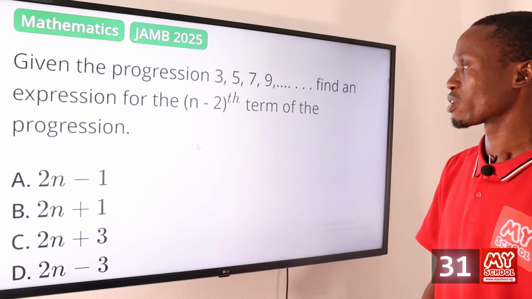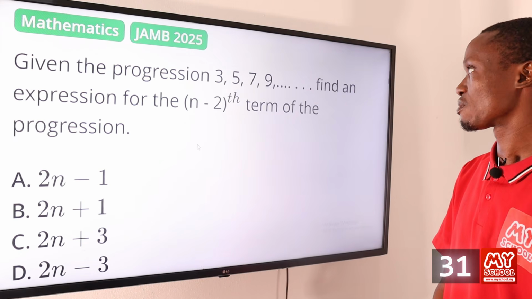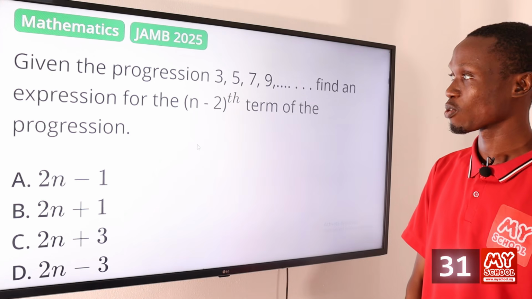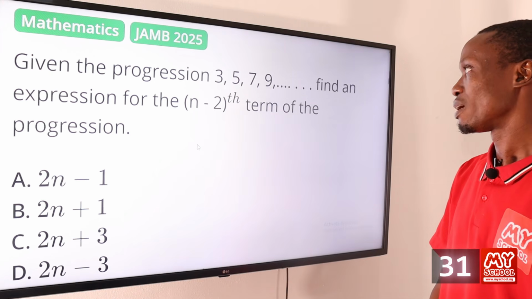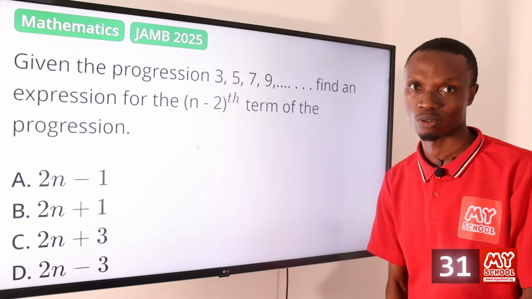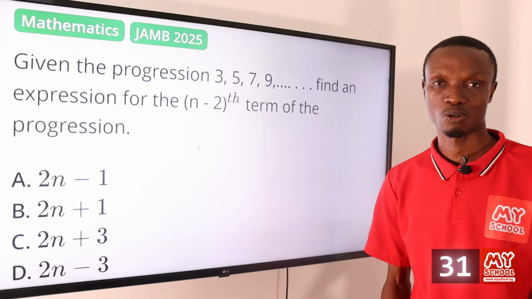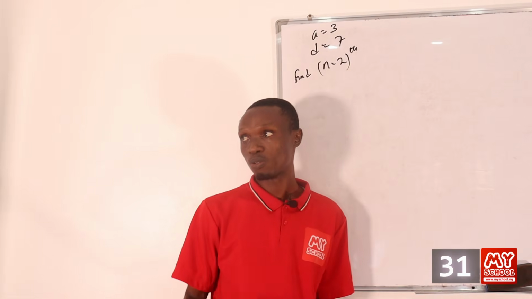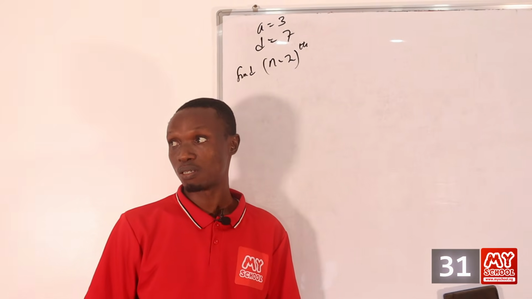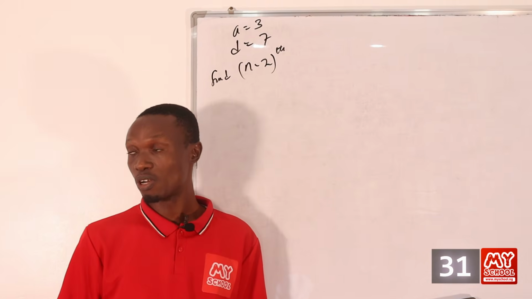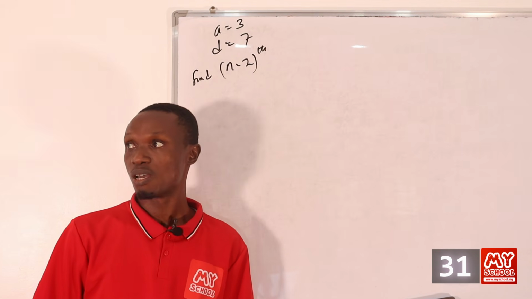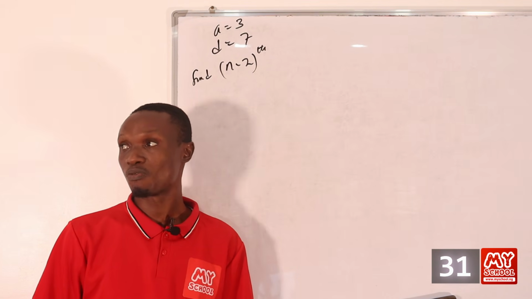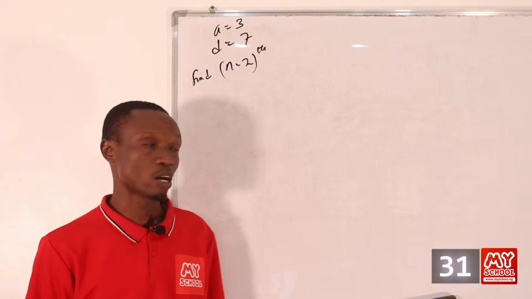500,000 naira. Question 31. Given the progression 3, 5, 7, 9, find an expression for the n minus 2th term of the progression. So let's move over to this board to provide the answer to this question. From the progression, the first term there is 3, while the common difference is 2, right? That is 5 minus 3, or 7 minus 5, or 9 minus 7, that is 2, right?